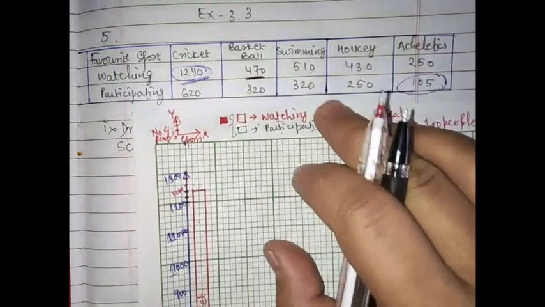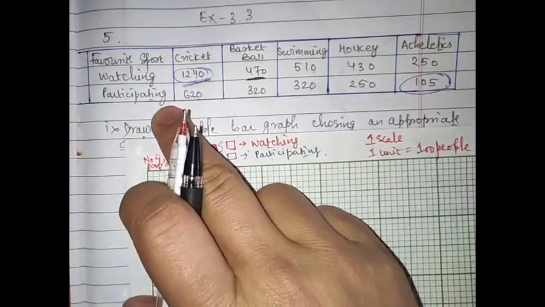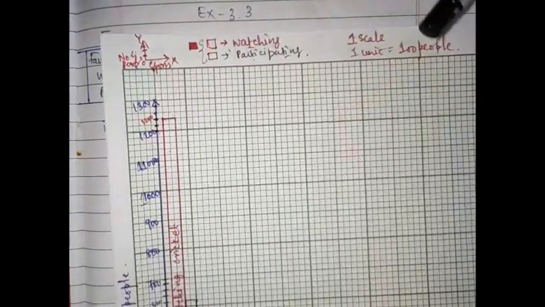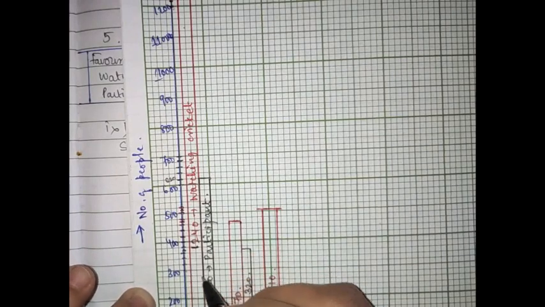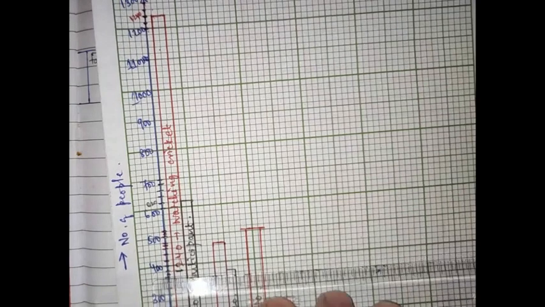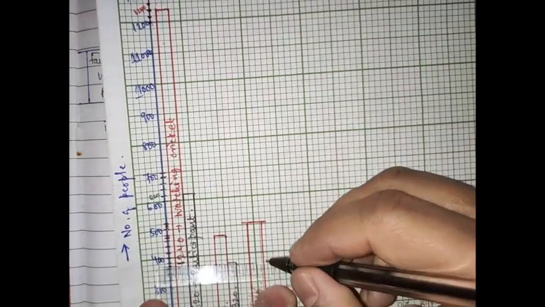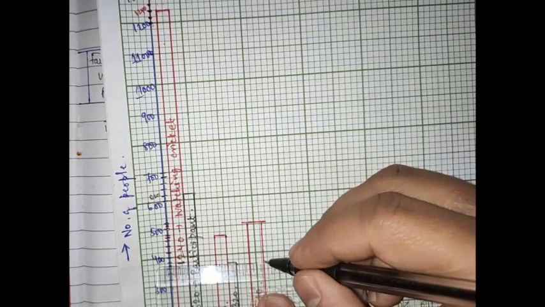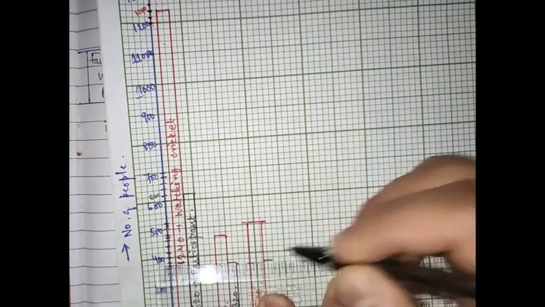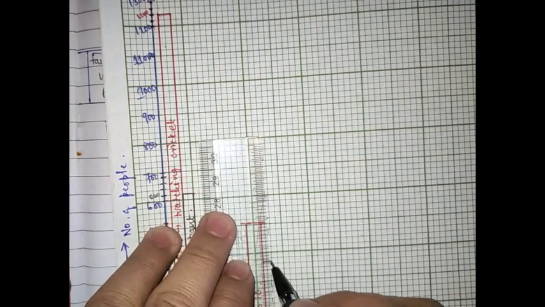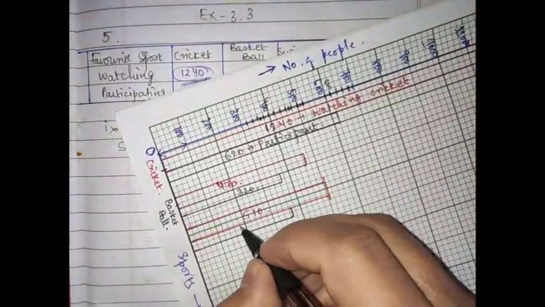Alright, so the next is 320 people participating in swimming. So where is 320? So 300 is over here, and 320. It is the same as here, so we can directly make from here. Even the basketball participants are 320, and for swimming it is the same. So we can make over here. It is 320 people participating in swimming. So it is 320, right.